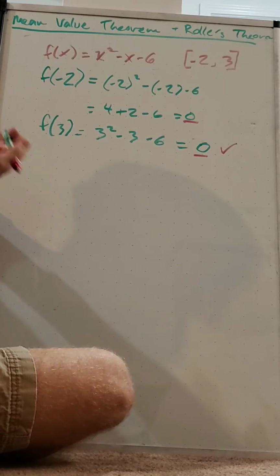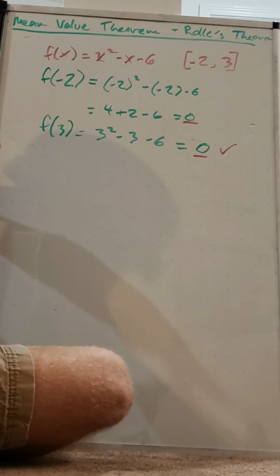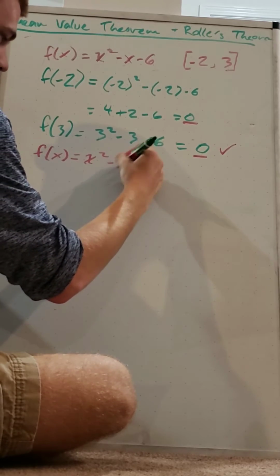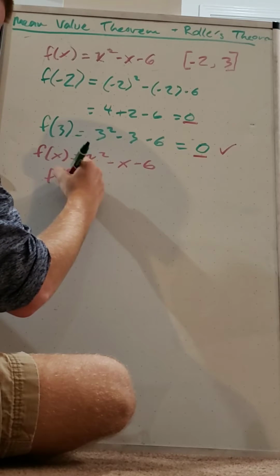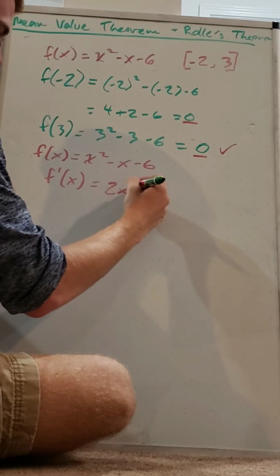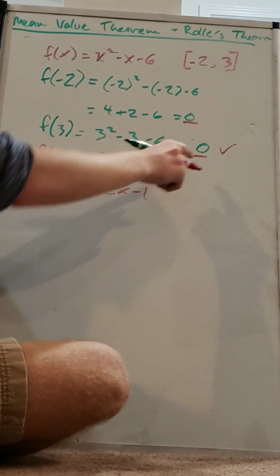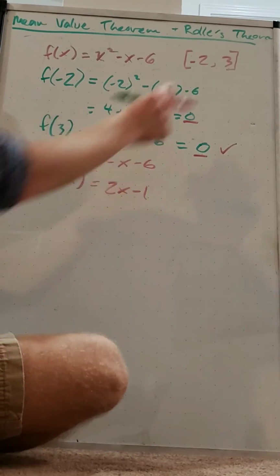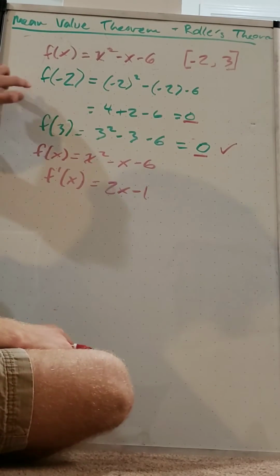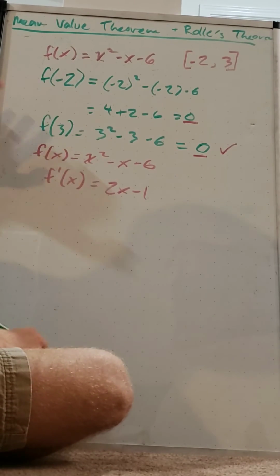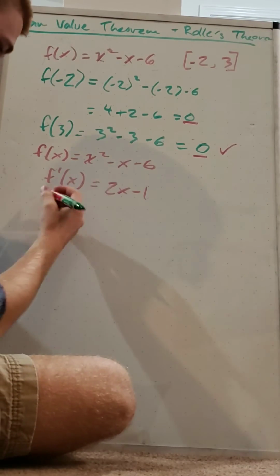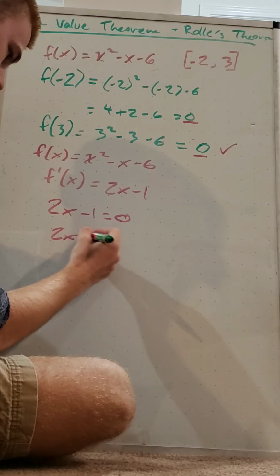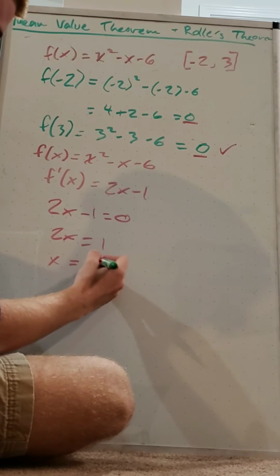So now we have to see where the derivative equals 0 on here. So to do that, we have to take the derivative, right? So we have x squared minus x minus 6. And to take the derivative, use the power rule to get 2x minus 1. And so here, we just have to set it equal to 0 because Rolle's theorem says that if the function values at the endpoints are the same, somewhere on the interval the derivative equals 0. So from here, you just have to set this equal to 0. All right. So 2x equals 1, and x equals 1/2.